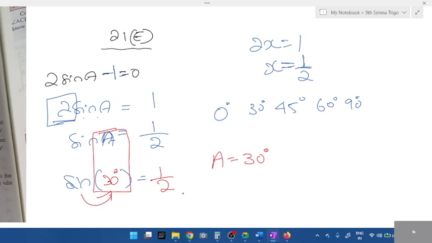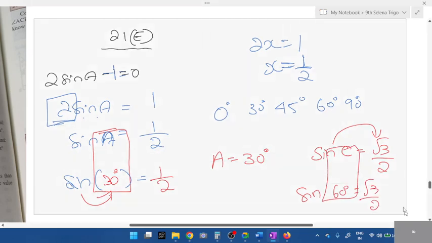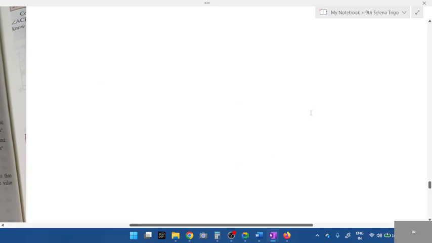Okay, A is equal to 30. Have you all completed? Okay. Imagine you get sin C, students. After solving everything, root 3 by 2. Compare. Sin what gives root 3 by 2? Very good. Sin 60 is equal to root 3 by 2. Then what is angle C? 60 degrees. That is how we have to solve. We'll try the next question.